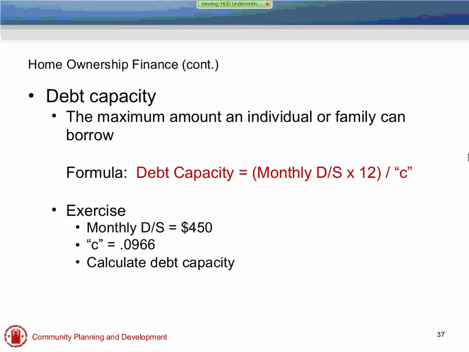So in this particular exercise, we're going to use the formula in red and do the exercise with a monthly debt service, so saying that the homeowner can afford $450 a month. The bank has offered lending terms that lead us to a constant of 0.0966. So let's determine what the actual debt capacity is for this particular household using the formula above. So again, I'm going to give you guys a few seconds to do this calculation, and then we'll talk through it.